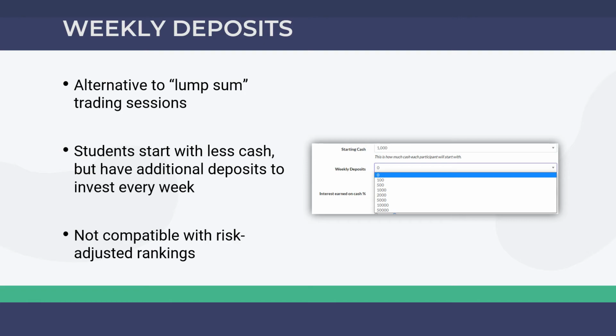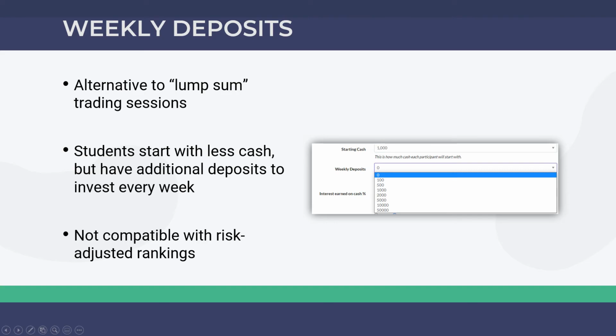One side note is that because the weekly deposits give these students deposits every week, it's not compatible with our risk-adjusted rankings. So you would not use weekly deposits with the Sharpe ratio or the Jensen's alpha, because it messes up the entire calculations of the variance of the portfolio over time.